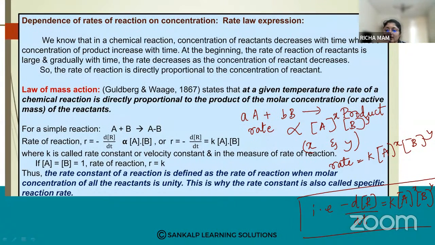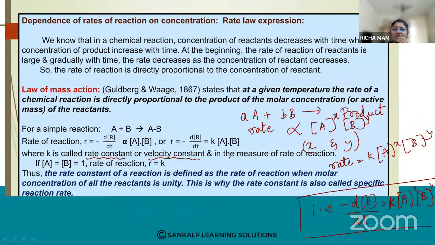Why are we taking d[R]/dt? It is a differential rate expression, and you can see this constant k. This is the rate constant. It is called the rate constant, or it is also called the velocity constant or specific reaction rate.